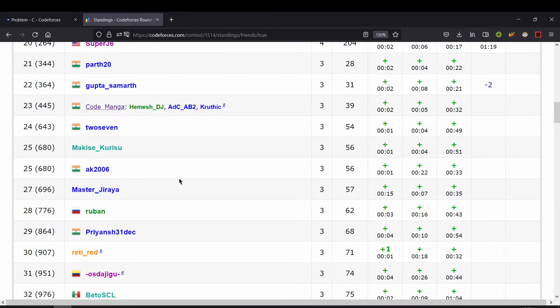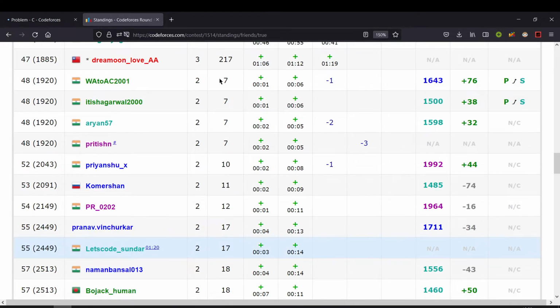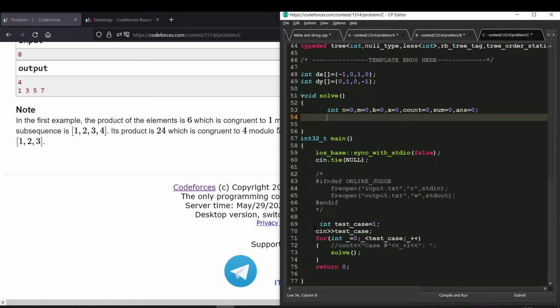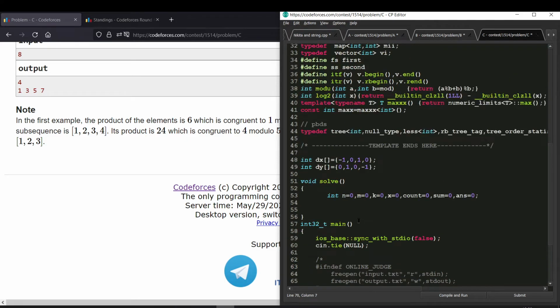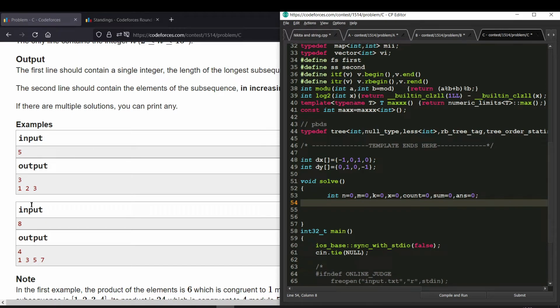Okay, so everyone done till 3. Okay, that's right. I think this should work. But if it doesn't work, then I don't know what to do. If it doesn't work, then I think I will be brute forcing for all the values, like producing n plus 1, n plus 2, n plus 3, and check. Can there be any possible? But that's a very tedious task. I don't know. Okay, let's try this one.